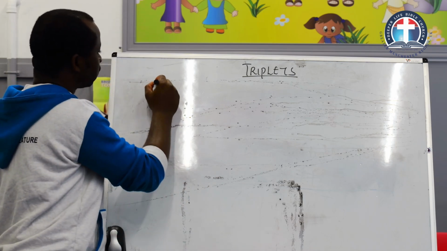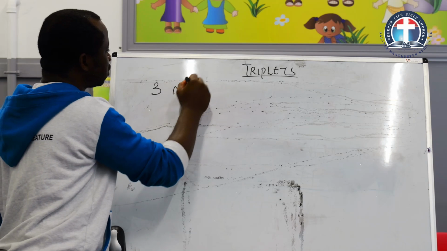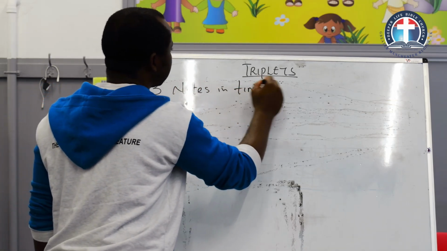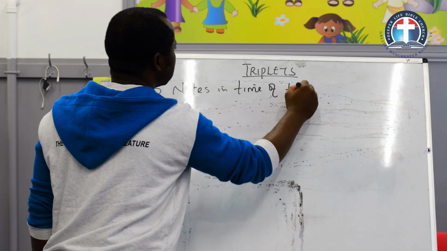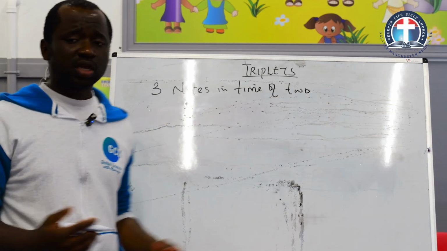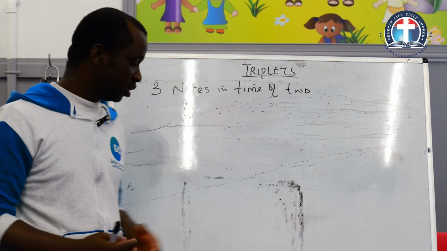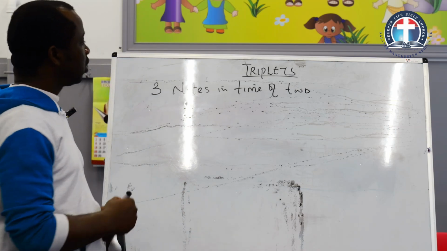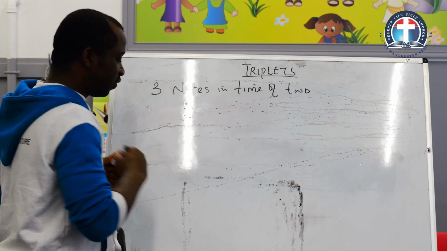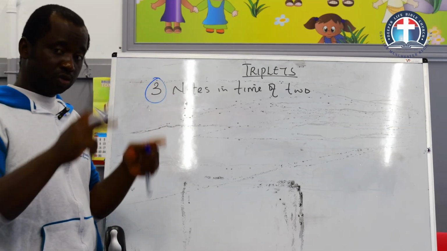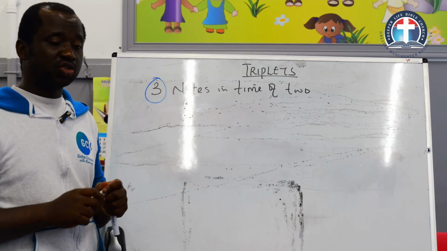group of 3 notes in time of 2. The 3 notes could be anything. It could be 3 crochets in time of 2 crochets, 3 quavers in time of 2 quavers, and so on and so forth. Normally, you have 3 written above those 3 notes that are to be performed as a triplet.